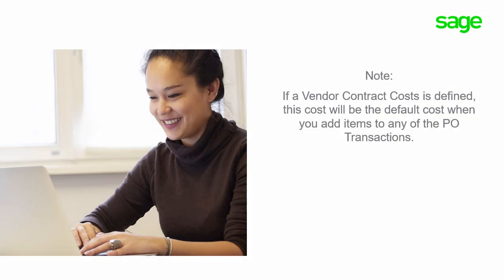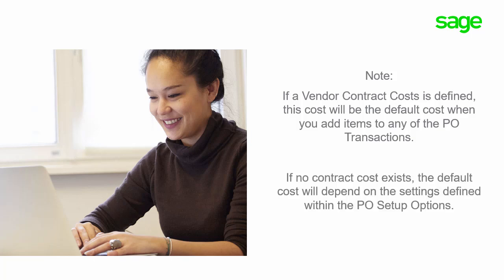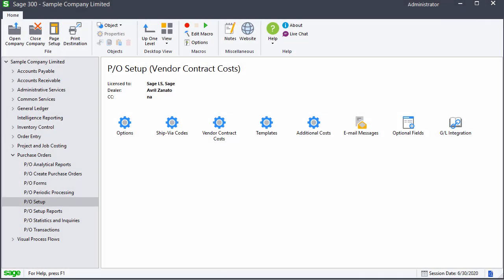Note that if a vendor contract cost is defined, this cost will be the default cost when you add items to any of the purchase order transactions, including receipts, invoices, debit and credit notes, returns, etc. If no contract cost exists, the default cost will depend on the settings defined within the purchase order setup options. Let's have a look at setting up vendor contract costs.